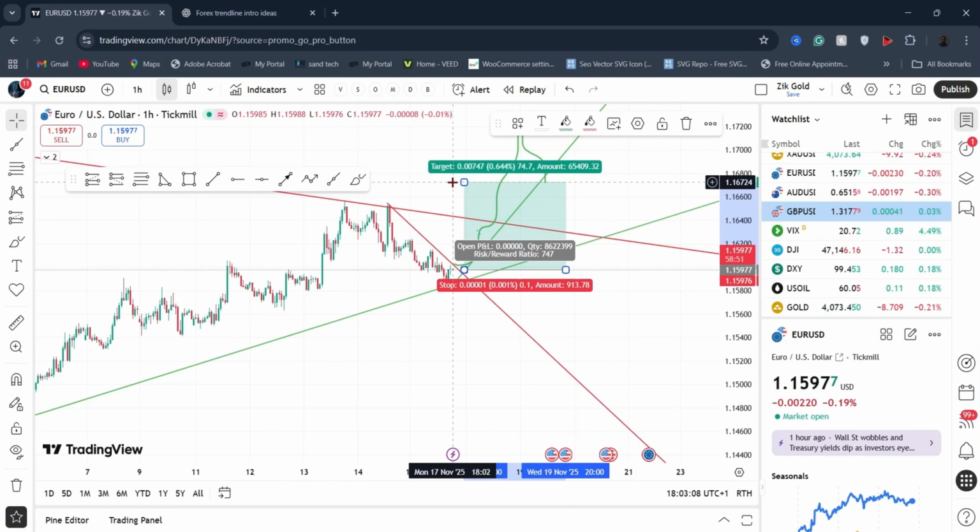So that's why this trend line is very important to your trade. If you don't master how to use safety nets, you're not going to know how to take this trade.